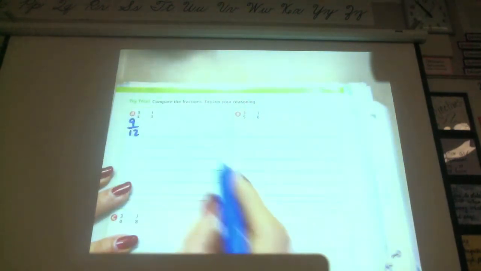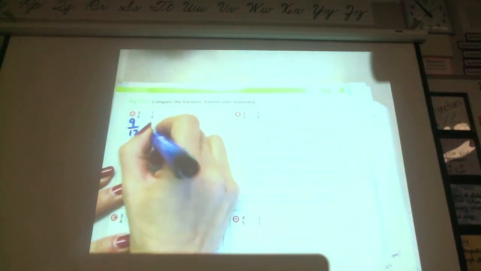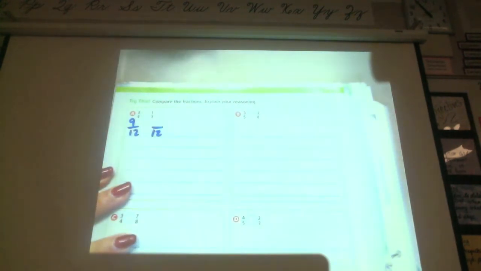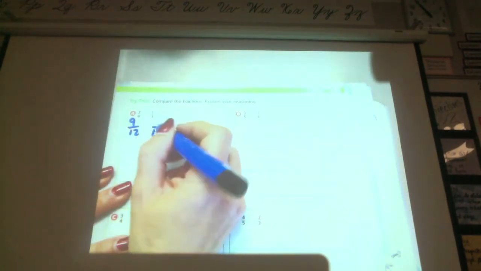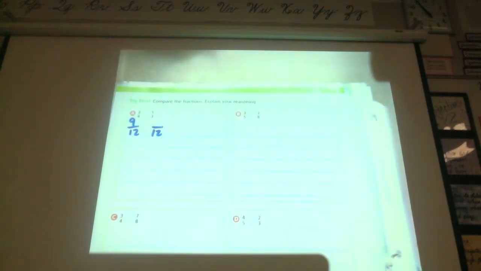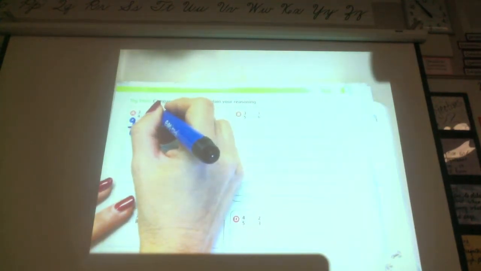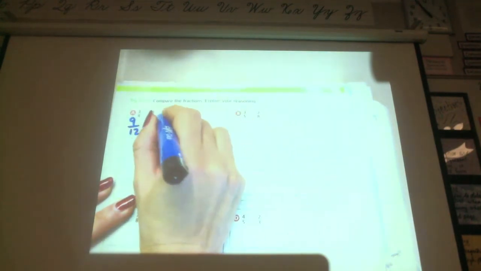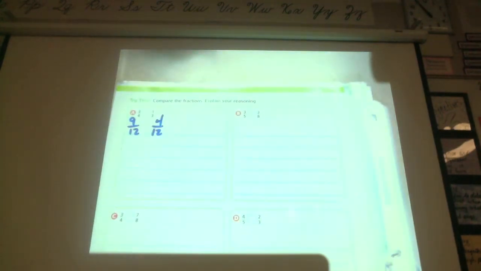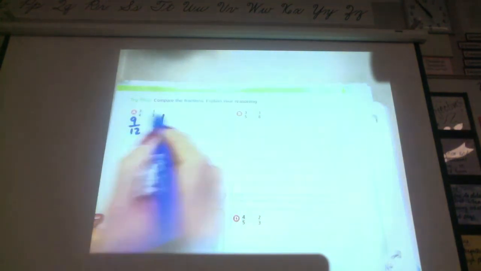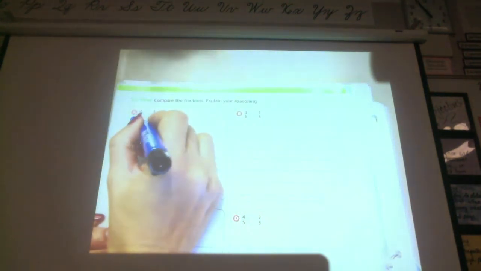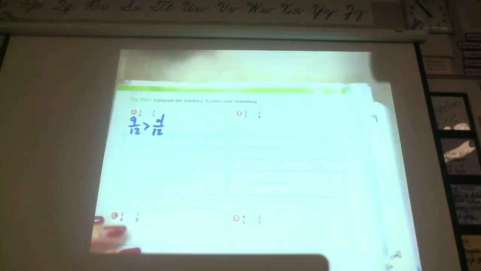9. Okay, the next one, the 1/3, I'm going to change to 12ths. To get from 3 to 12ths, I multiply by 4. So I multiply the numerator by 4 and I get 4. Which number is greater? Which one of these is greater? This is greater. So then is 3/4 or 1/3 greater? 3/4.